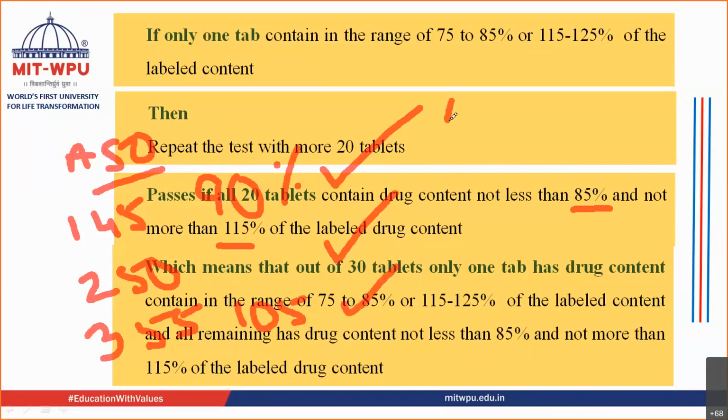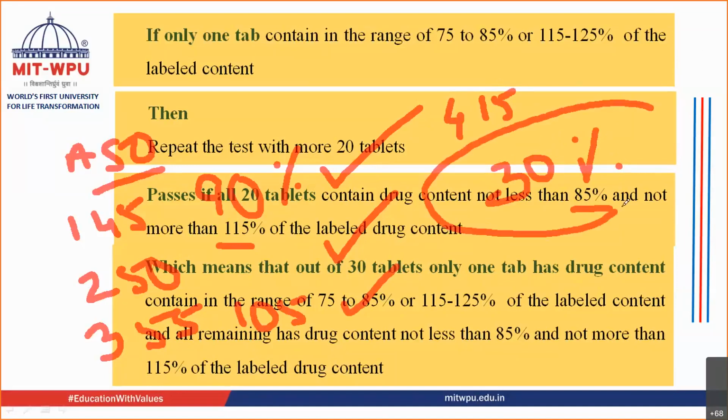I take the fourth tablet and I find the active ingredient to be 15 milligram. So the percentage of active ingredient is 30%. Now what am I going to say? It is deviating. It is below 75. So the content uniformity test fails right here. I don't have to do the further calculations because it is below 75.